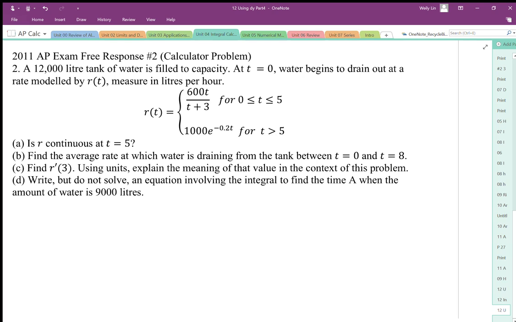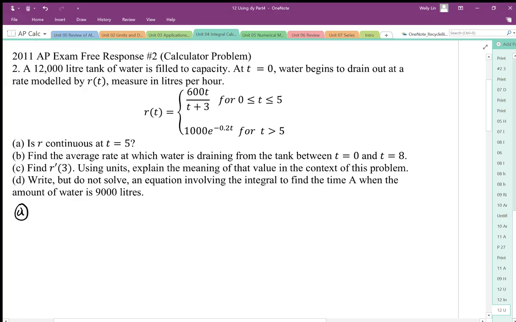This question is a calculator problem from the free response section of an AP exam. It says here that a 12,000 liter tank is filled to capacity, and at t equals 0, the water begins to drain out, and it's modeled by the rate R of t, measured in liters per hour, given by this piecewise function. So part A asks, is this a continuous function at t equals 5?